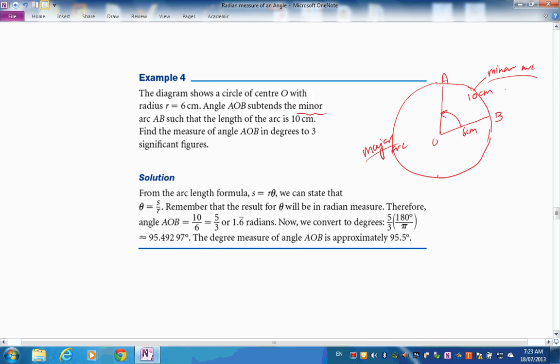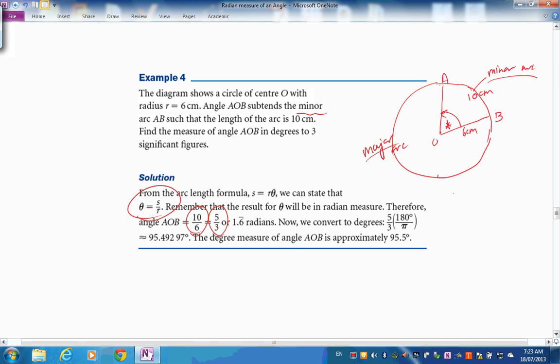So find the measure of angle AOB in degrees to 3 significant figures. We're trying to find that, this time in degrees. Well, we haven't got a protractor, have we? So we're going to go in reverse now. Over here, theta, the measure of the angle in radians, is S over R. Can we do it? Yep. 10 over 6, or 5 over 3 radians.